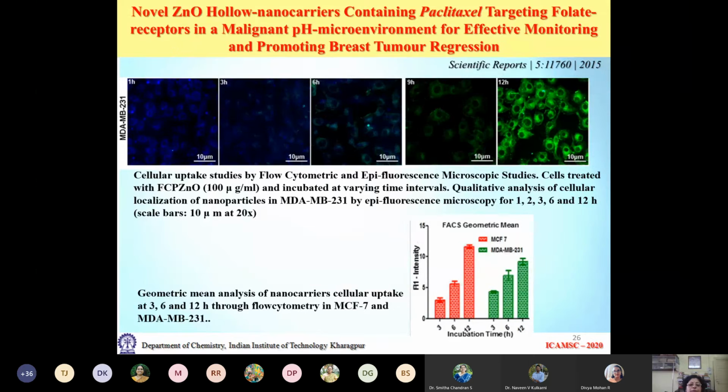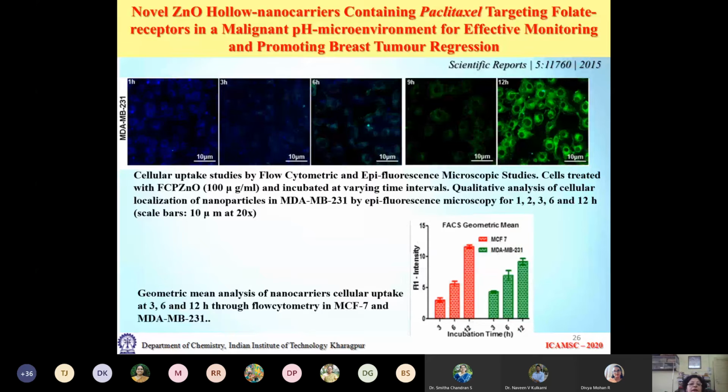So when you are talking about the cellular uptake, how much the nanocarrier is taken up by the cell, then you see with increase in time, you have an increase in the cellular uptake, 3 to 6 hours to 12 hours. Okay, so this is one.